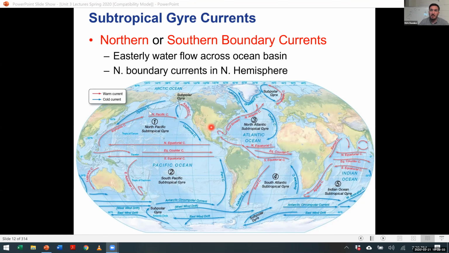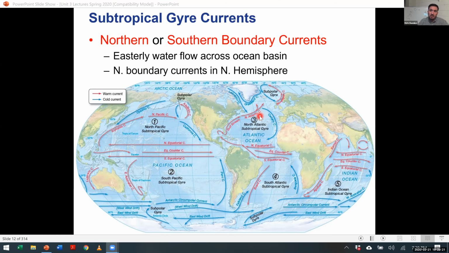And now, the next currents are these northern or southern boundary currents. Again, this depends on which hemisphere you're in. The northern gyres will have a northern boundary current. Here it's called the North Pacific Current. And in the Atlantic over here, it's called the North Atlantic Current, cleverly named. I'm sure you agree with me there.